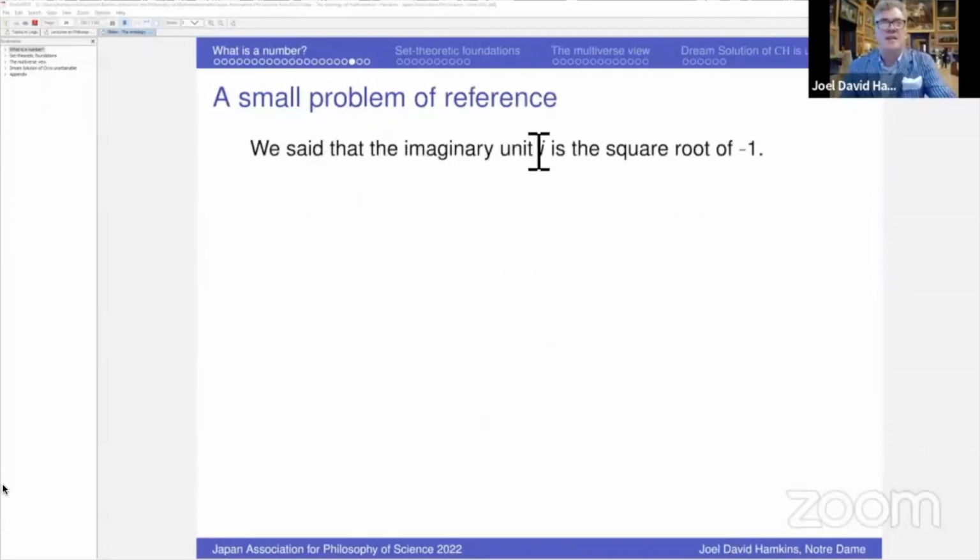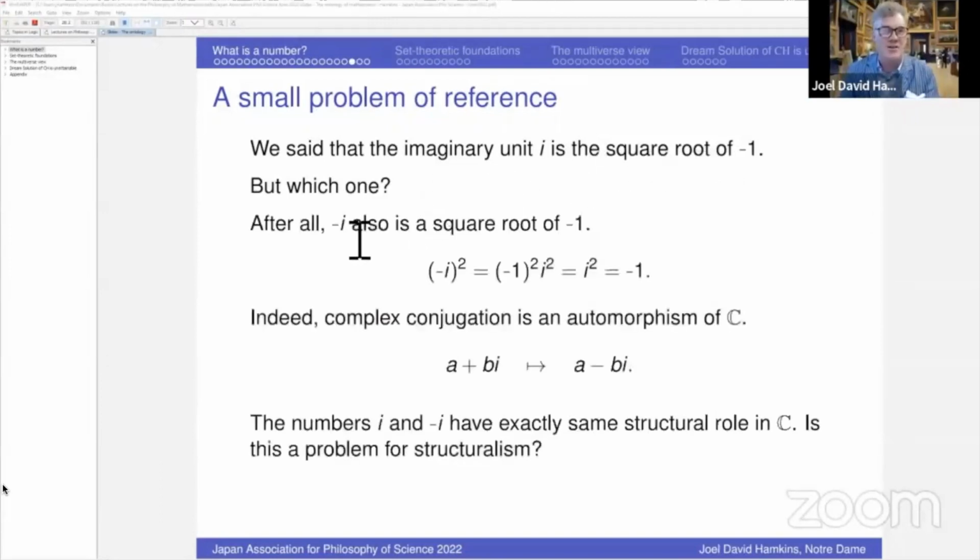Now we said that the imaginary unit i is the square root of -1. People often say that i is the square root of -1. But which one? Because there are two square roots of -1, namely -i also works. If you square -i, then you can factor out the -1, and you also get a -1 here. So i and -i are both square roots of -1. And so if you say i is the square root of -1, you haven't really told us which one it is.